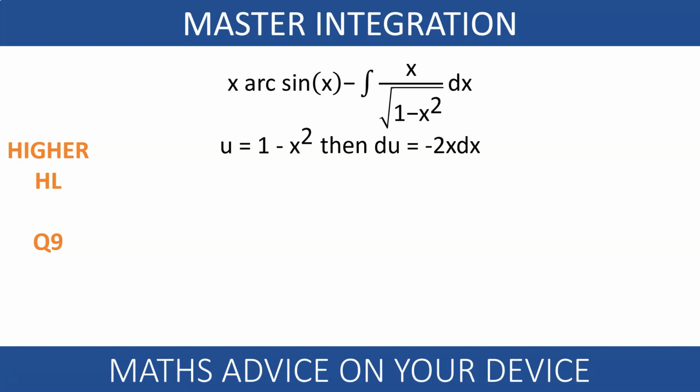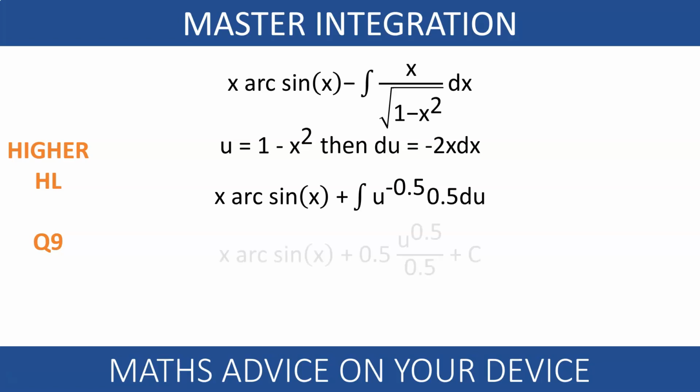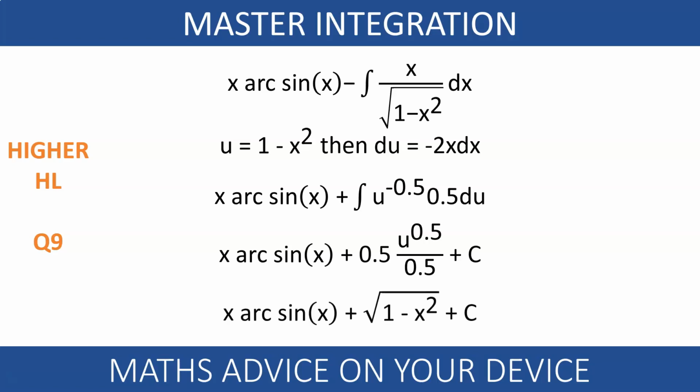If I let u equals 1 minus x squared, then du equals negative 2x dx. I'm going to replace all this into our integral. Integrating with respect to u is easier now, and the result is u to the power of 0.5 over 0.5. Cancelling the 0.5s and rewriting u in terms of x, the result is x times arc sine x plus the square root of 1 minus x squared plus c.